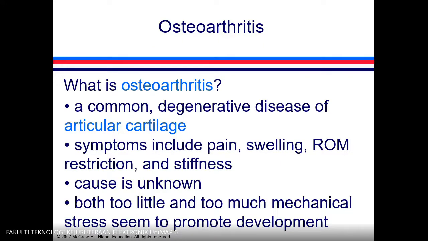A common type of bone disease is osteoporosis. Don't confuse osteoarthritis with osteoporosis. They are different names, different terms. So what is osteoarthritis? It is a common degenerative disease of articular cartilage. The symptoms are pain, swelling, restriction of range of motion, and so on and so forth. Okay, that's it for human joints today, chapter 5.